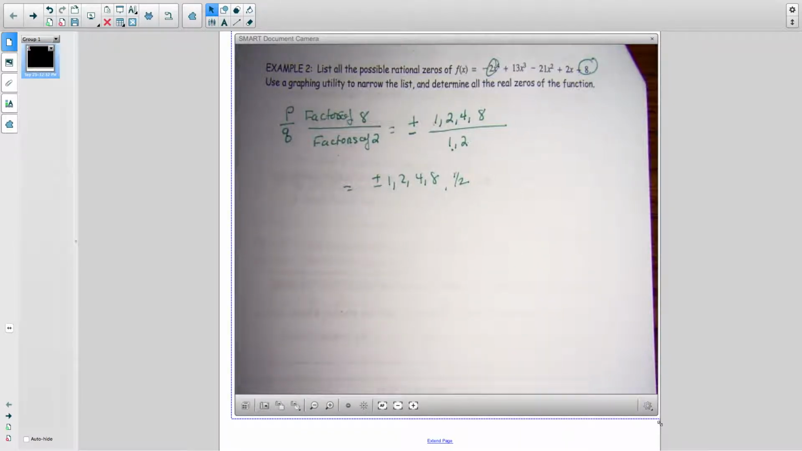Then it says use your graphing utility, use your graphing calculator to find the exact zeros. So, do you have your graphing calculators? Spencer needs a graphing calculator.